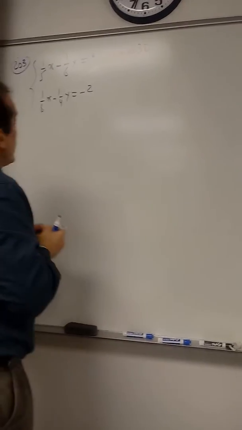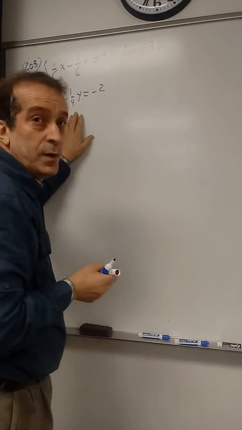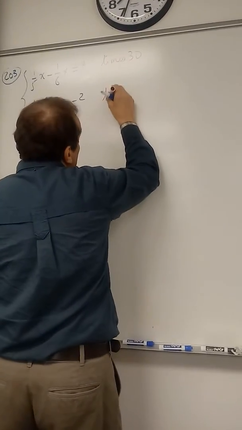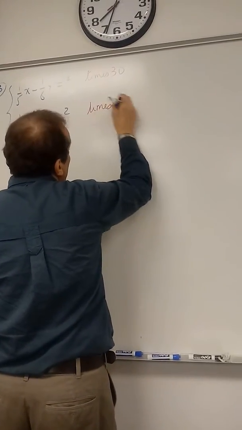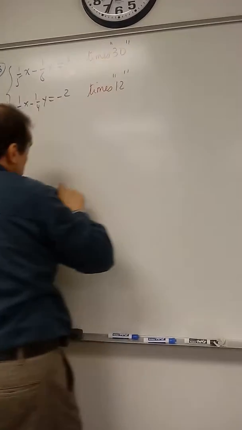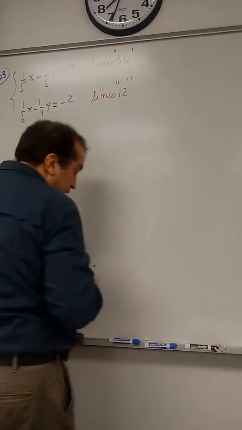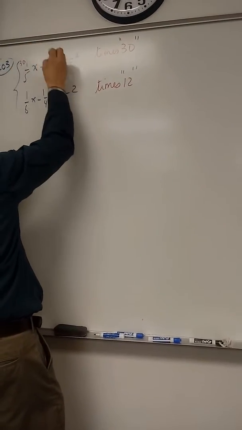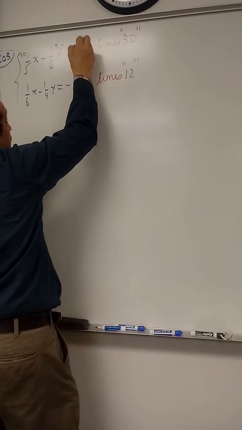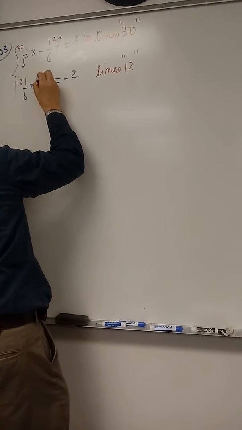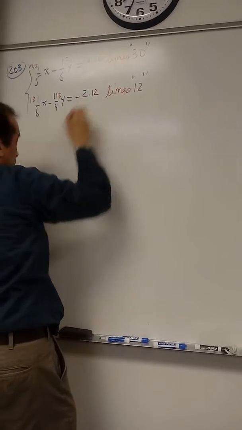And the second equation, I'm going to multiply it by 12, because 12 can be divided by both 6 and 4. So times 12. When you multiply, make sure you multiply every term by 30. So you multiply here by 30, here by 30, and then here by 30. And then 12 times, 12 times, 12 times.